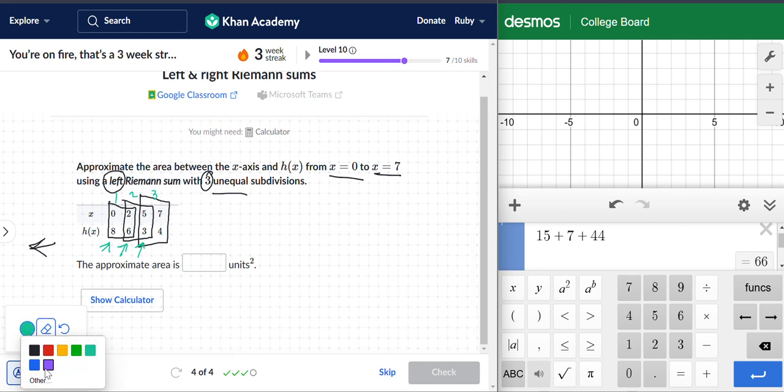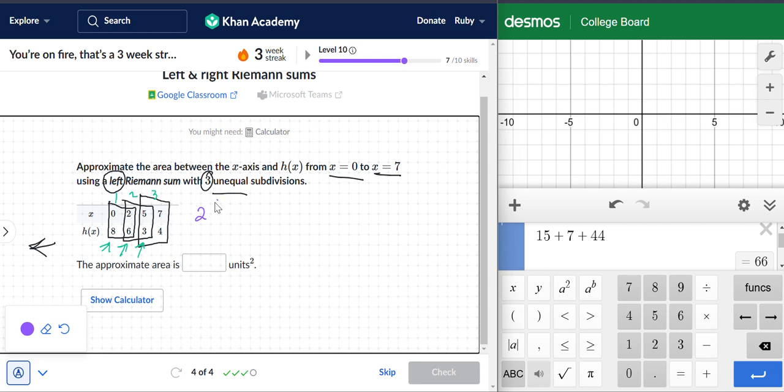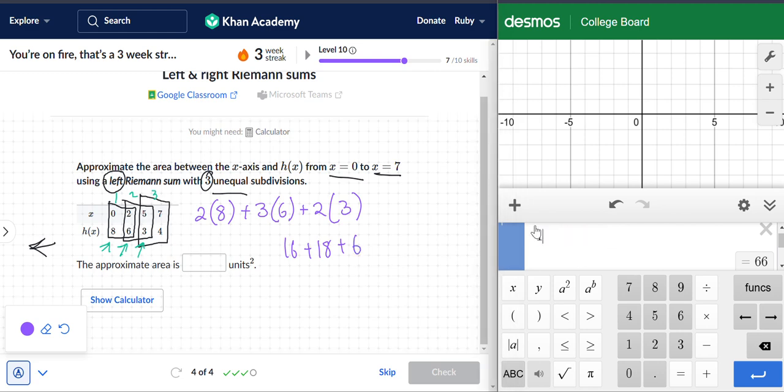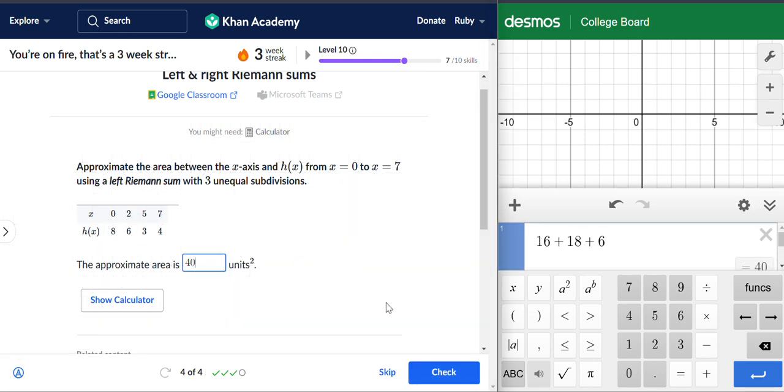Okay, let's use purple. So the width for the first subdivision is 2, and the leftmost point is 8. And then the width for the second subdivision is 3, and the leftmost point is 6. The width for the last subdivision is 2, and the leftmost point is 3. So we have 16 plus 18 plus 6. We have 40. Okay, 40.